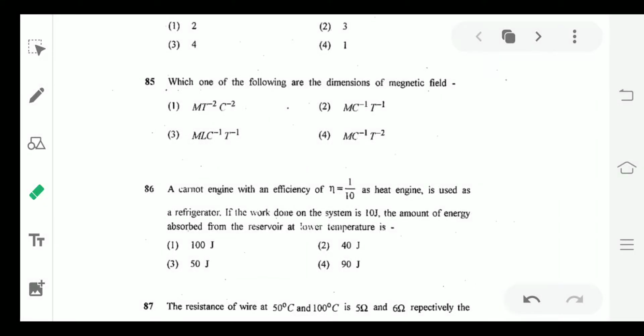Hello everyone, we are discussing the problems on RPSC ACF previous year paper. So let's discuss some more problems on it. Which one of the following are the dimensions of magnetic field?